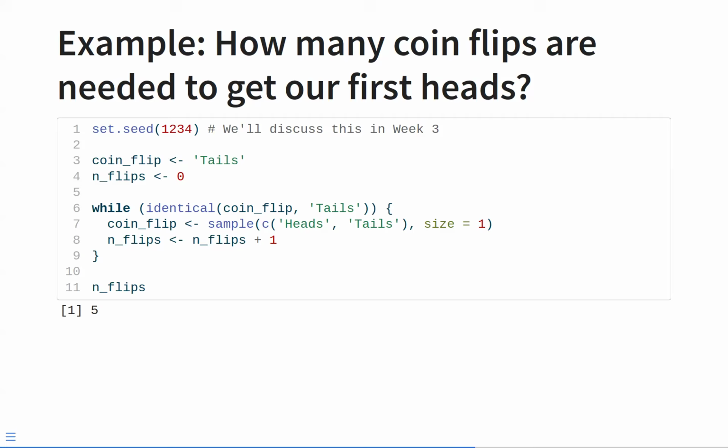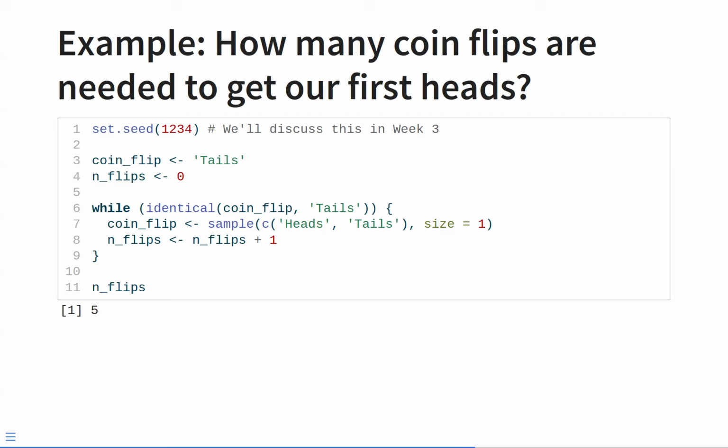I'm now going to check if the coin flip is equal to tails, identical(coinflip, tails), then the statement is true. I'm going to drop into this loop, and I'm going to carry out the steps that are in lines 7 and 8. Line 7 flips the coin, so it randomly chooses between heads and tails and assigns that value to coinflip. And then I'm going to increment my counter. So my counter is nflips. It starts at 0 because initially I haven't flipped the coin at all. And the first time I go through the while loop, I'm going to add 1 to it.